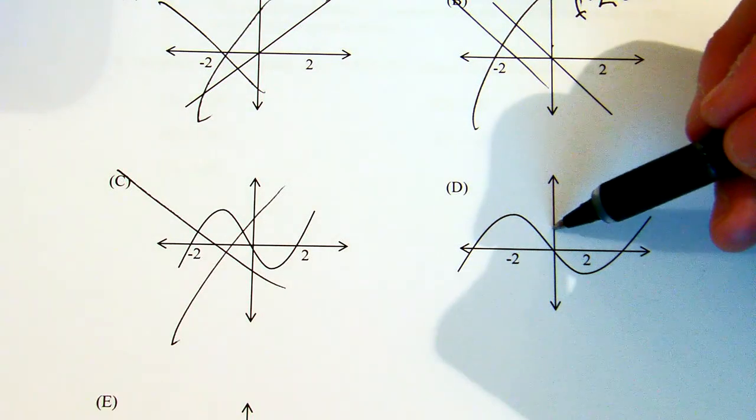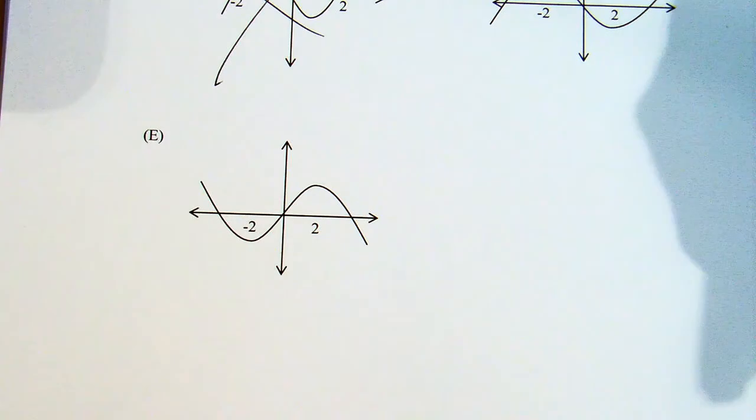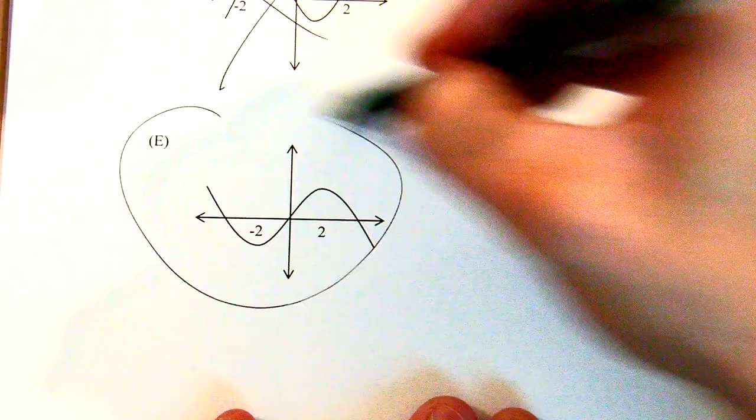D is also incorrect, although it's close to it, and you can clearly see the answer based on our picture is going to be E. So it's choice E.